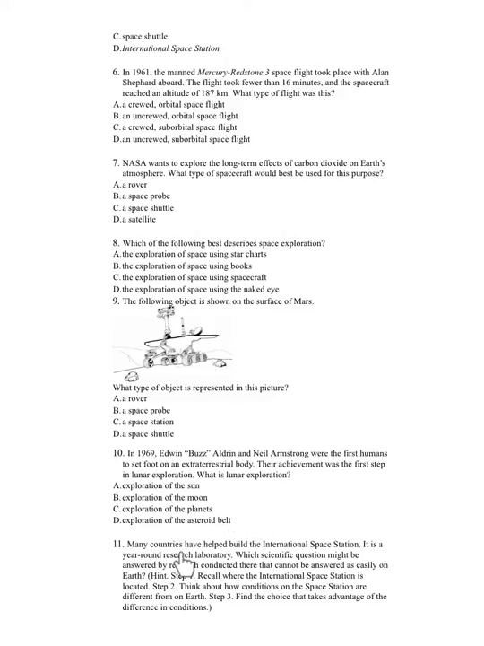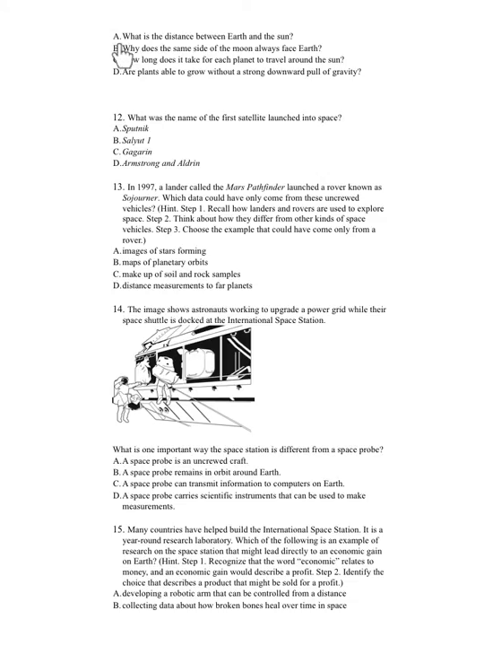Number 11. Many countries have helped to build the International Space Station. It is a year-round research laboratory. Which scientific question might be answered by research conducted there that cannot be answered easily on Earth? Hint. Step 2. Think about how conditions on the space shuttle are different from the Earth. Step 3. Find the choice that takes advantage of the different conditions. A. What is the distance between the Earth and the Sun? B. Why does the same side of the Moon always face Earth? C. How long does it take for each planet to travel around the Sun? D. Are plants able to grow without strong downward pull of gravity?